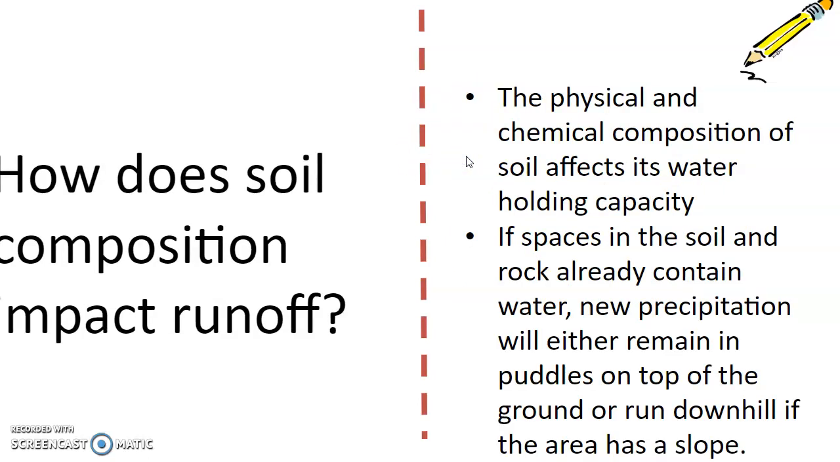So how does soil composition impact runoff? The physical and chemical composition of soil affects its water holding capacity. So if there are spaces in the soil and rock that already contain water, new precipitation will either stay in the form of puddles or it can run downhill if the area has a slope.